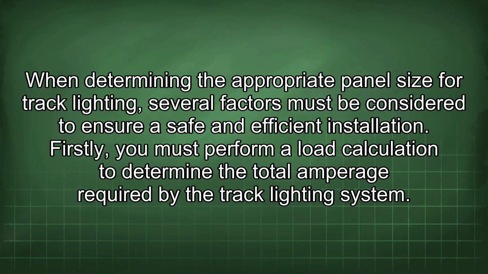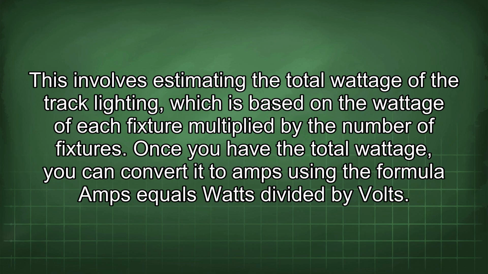When determining the appropriate panel size for track lighting, several factors must be considered to ensure safe and efficient installation. Firstly, you must perform a load calculation to determine the total amperage required by the track lighting system. This involves estimating the total wattage of the track lighting, which is based on the wattage of each fixture multiplied by the number of fixtures.